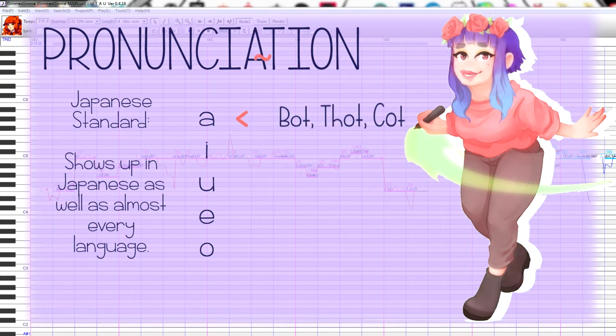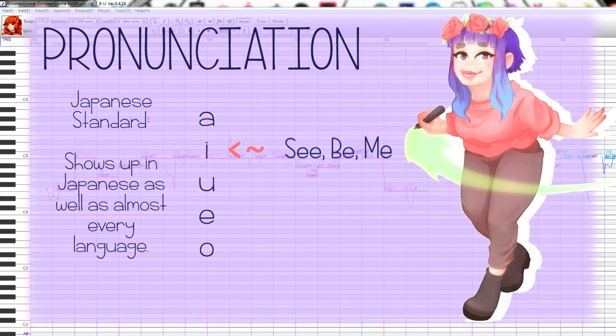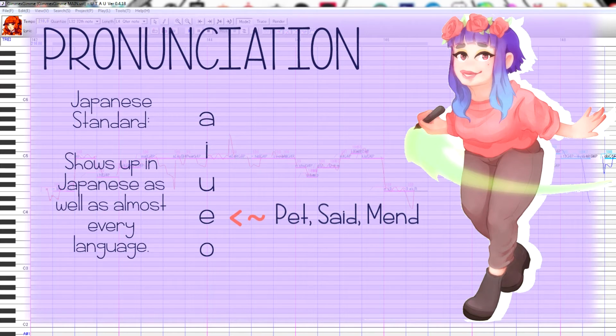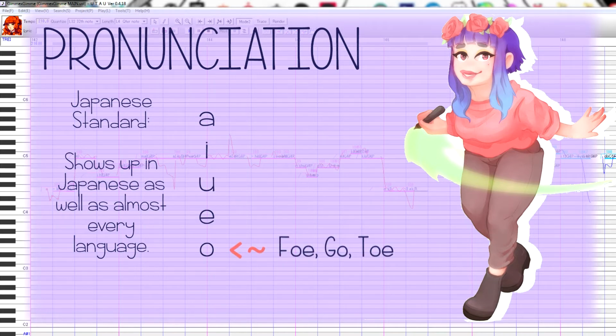The first one is ah, as in bought. The long form of it is ah, caught, ka. The next one is e, as in see. E, ki. The next one is oo, as in shoe. Ooh, coo. The next one is eh, as in pet, or ke. And the last one is o, as in foe, or ko.